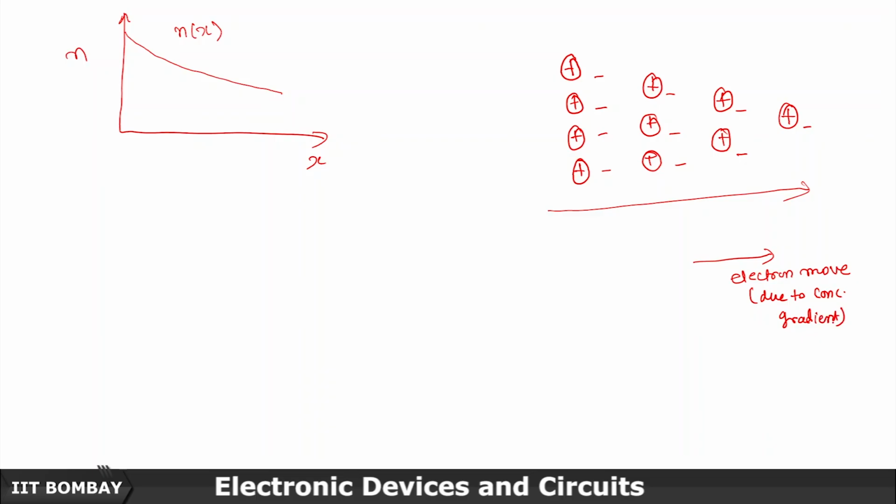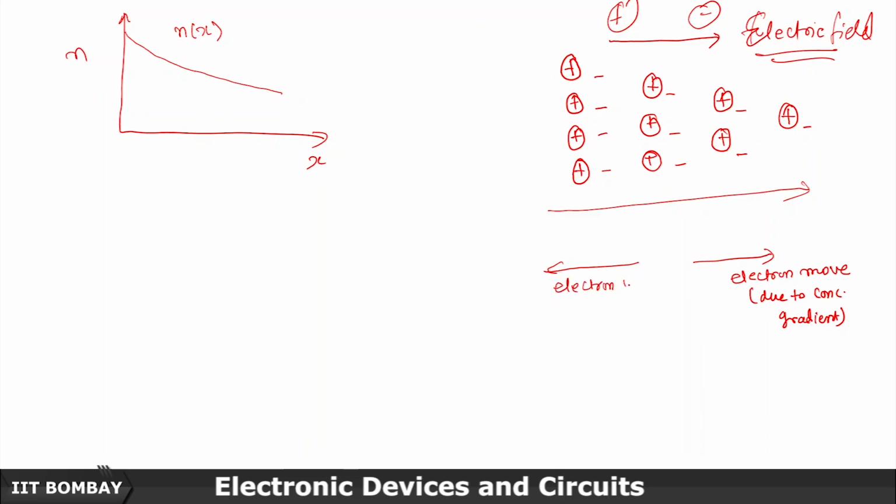But as soon as electrons start moving here, there will be a charge distribution, positive charge and negative charge, right? And there will be an electric field in this direction. So movement of electrons from here to here will lead to the formation of an electric field in this direction. And because the electric field is in this direction, it will pull back electrons.